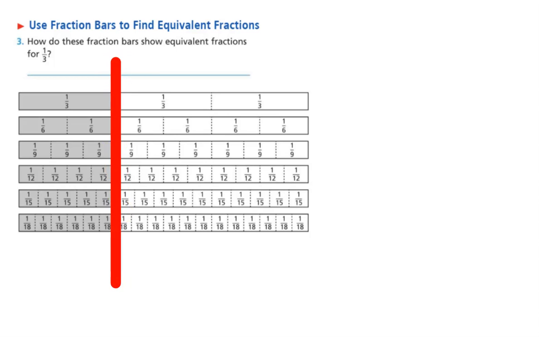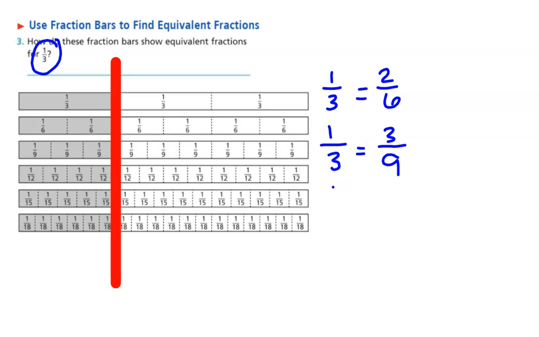Okay, and what this is going to show us is exactly what that gray bar already does. If I'm talking about finding equivalent fractions for 1/3, this is going to show me that answer. This is going to tell me that 1/3 is the same as 2/6. It's going to show me that 1/3 is the same as 3/9, and that 1/3 is the same as 4/12.